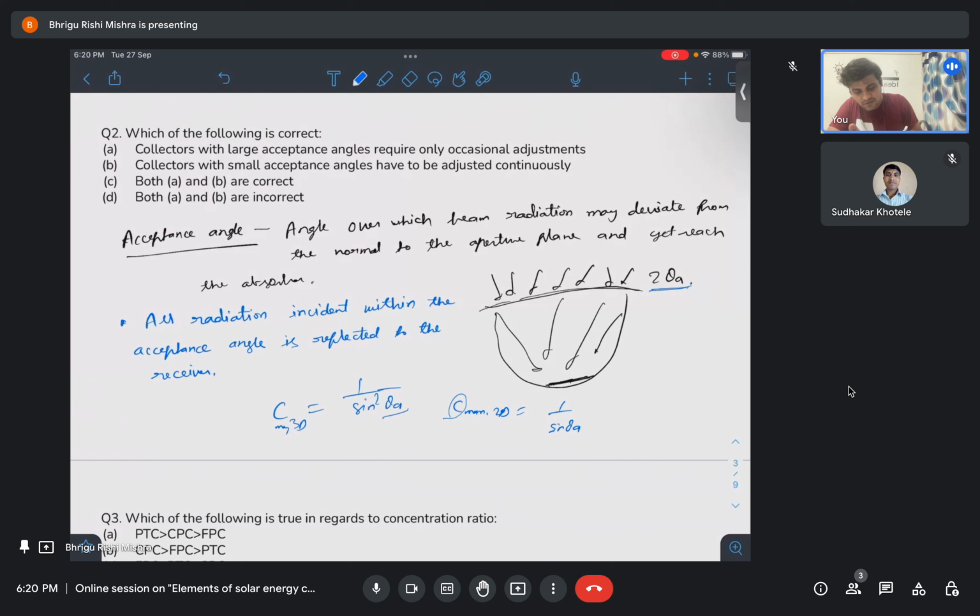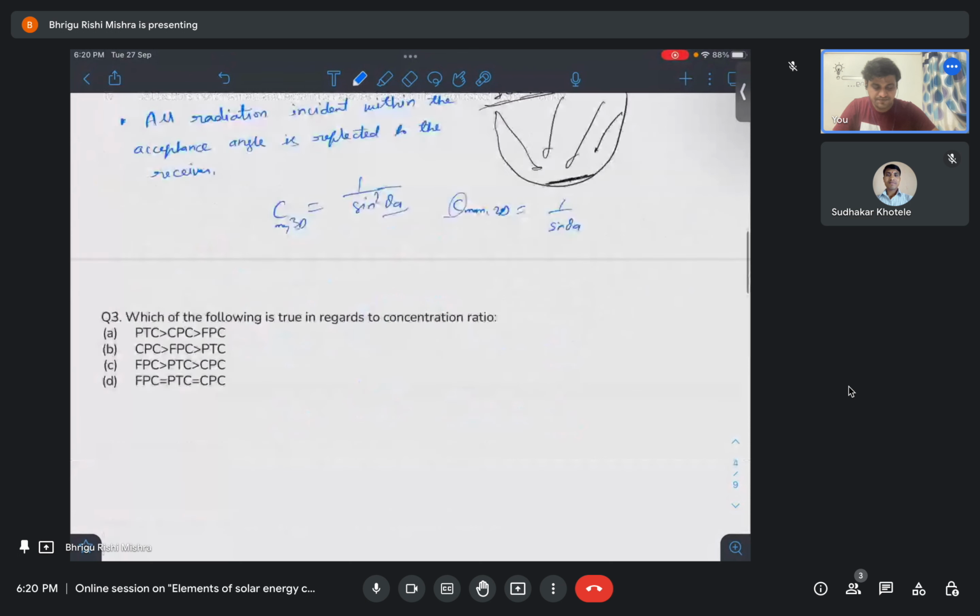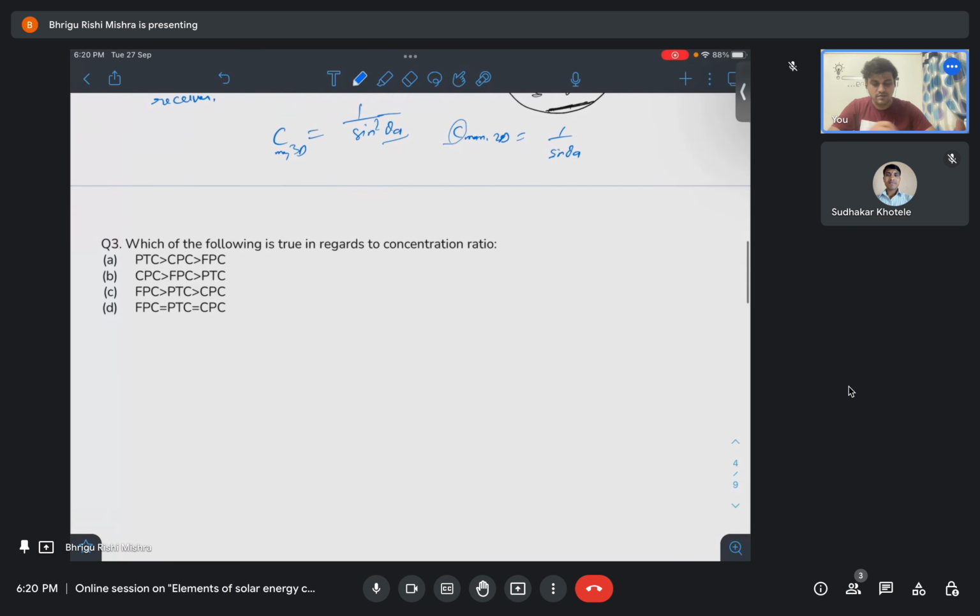So the correct option is option C. Both A and B are correct. Collectors with large acceptance angles require very little adjustment, but collectors with small acceptance angles have to be adjusted continuously. So it requires two-axis tracking. Okay. So the next question is which of the following is true in regards to concentration ratio?